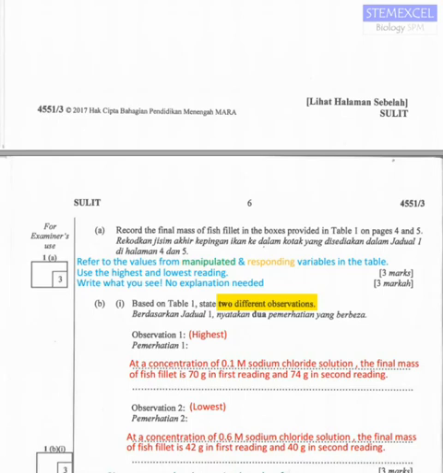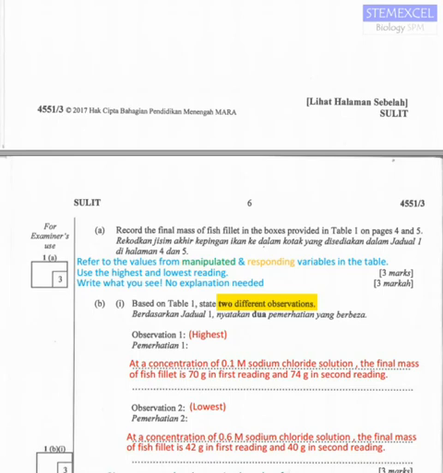So normally in this type of question 1, you will be asked to give 2 observations. There are some tricks to do this. First of all, you must always refer to the values that come from the manipulated and also the responding variable in the table. And remember, this is an observation, so you just write what you see. You do not have to explain anything at all. This is not the section for explanation. Just write what you see and use the exact values that you can see from the table above.